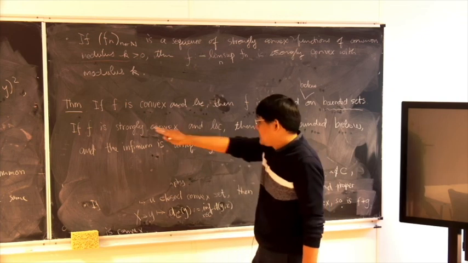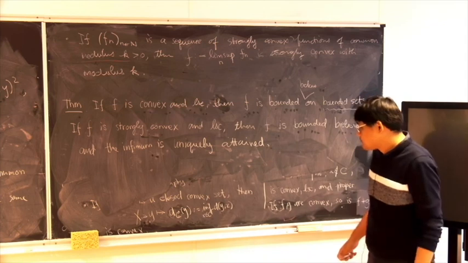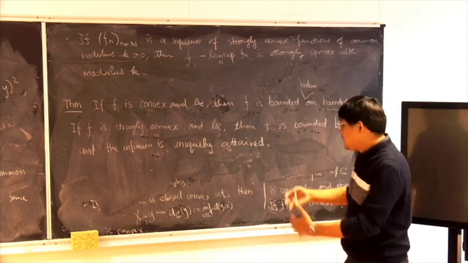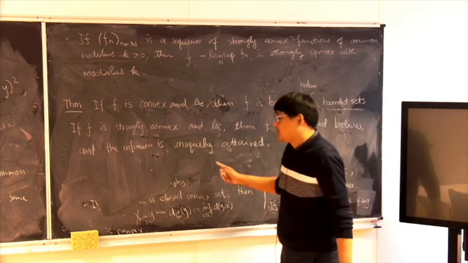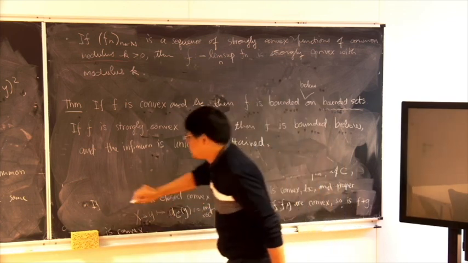This means if f is strongly convex and lower semi-continuous and proper, of course, properness always holds for this, then f has a unique minimizer. This is another way to put this statement.